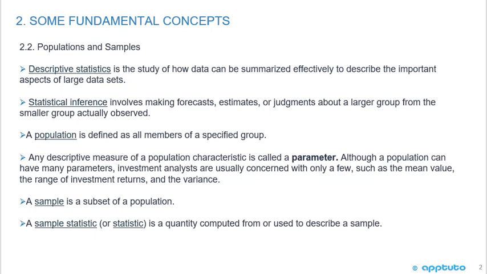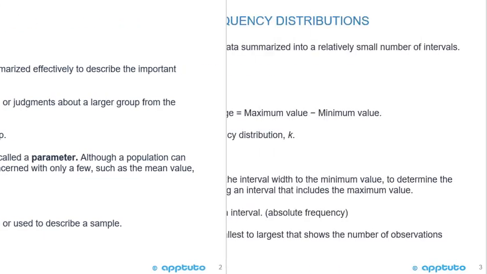Although a population can have many parameters, investment analysts are usually concerned with only a few, such as the mean value, the range of investment returns, and the variance. A sample is a subset of a population, and a sample statistic, or statistic, is a quantity computed from or used to describe a sample.